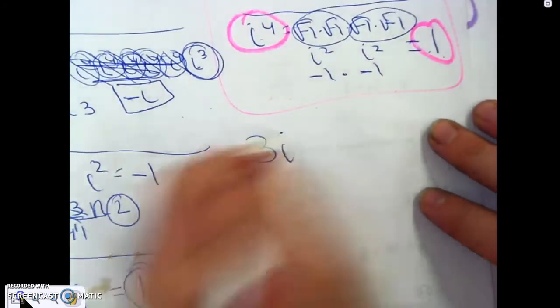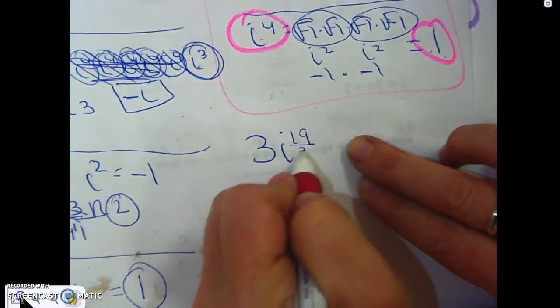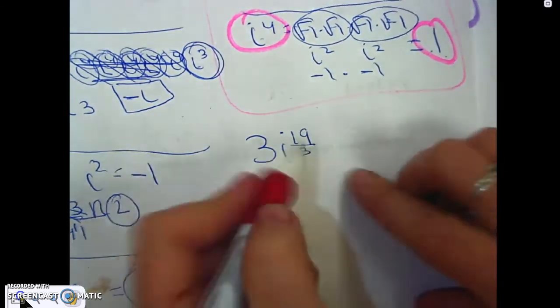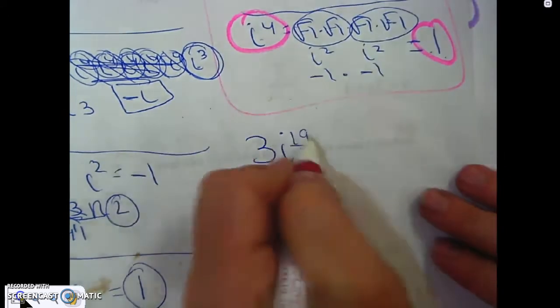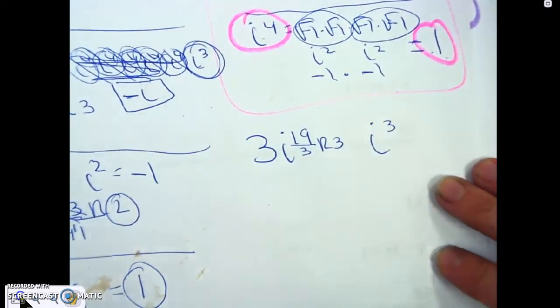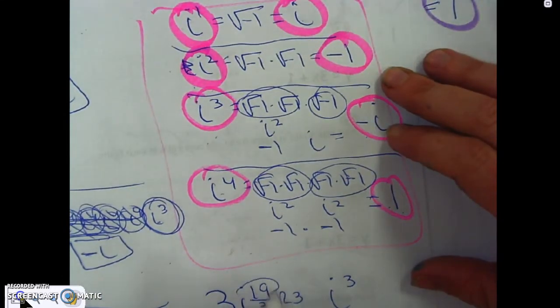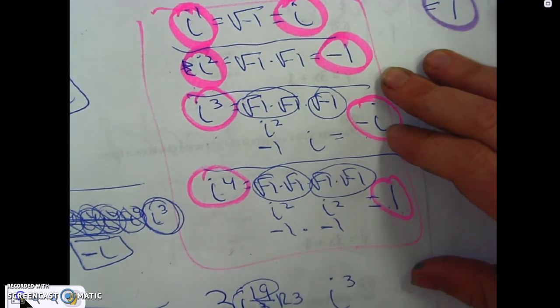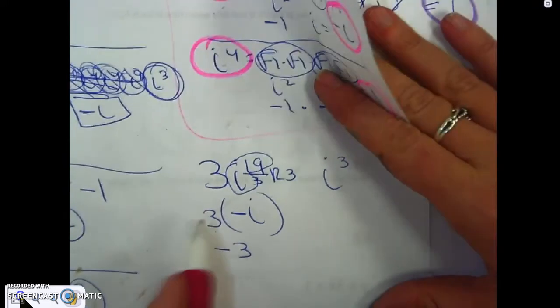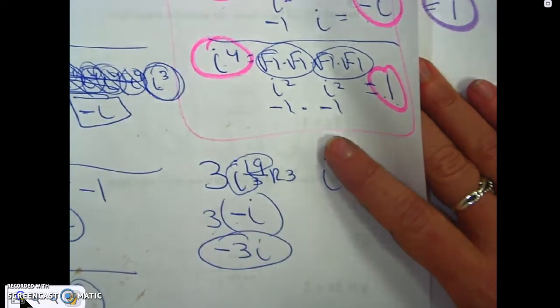Let's do another one. If I have 3i to the 19th, divide by 4. 4 goes into 19 4 times. I don't care about the 4. I care about the remainder 3. So it's i cubed. What is i cubed? Negative i. So that means i to the 19th is really negative i, but it's times 3. So negative i times 3 is negative 3i.